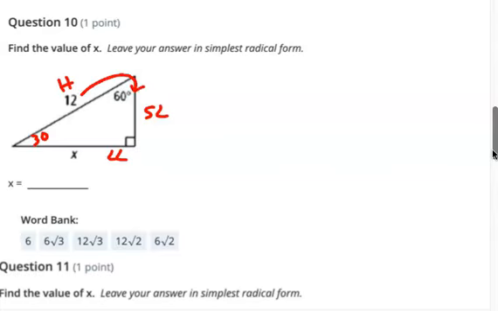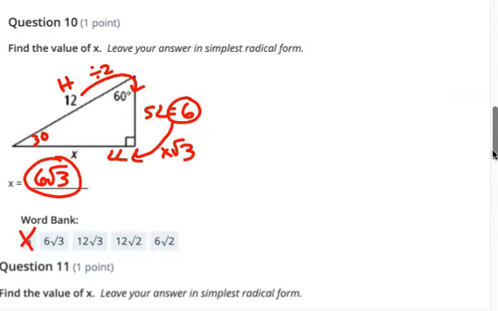To get from the hypotenuse to the short leg, we divide by 2. That's the shortcut. So that means that the short leg is equal to 6. That's not what x is, so that's a trick answer in your answer bank. What you need to do is take that 6 and get the long leg with it. What you do is you multiply by square root of 3. So 6 square root of 3, that's already in simplest radical form, so that's our answer.